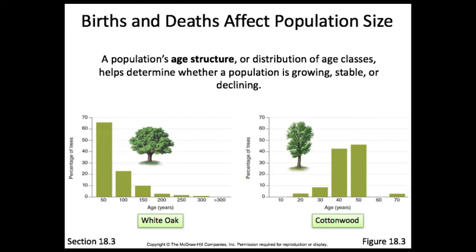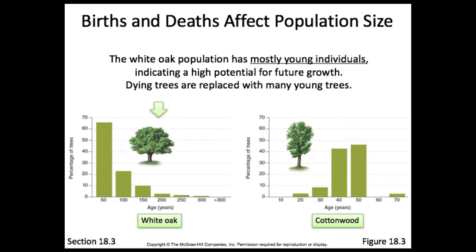A population's age structure is the distribution of the age classes in a given area. And this distribution of age classes, when understood by an ecologist, can help us to determine whether a population is growing, stable, or declining. So we're going to examine these figures now from your textbook. In this first graph, it shows a population of white oak trees.